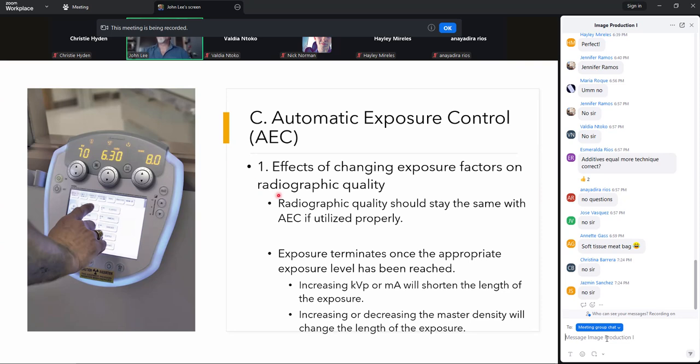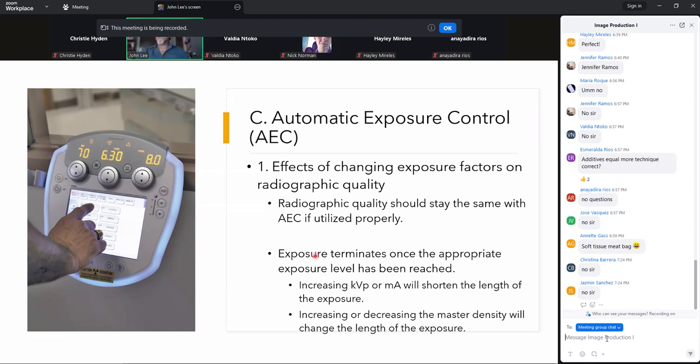So, effects of changing the exposure factors on radiographic quality with our AEC. If it is operating properly, the radiographic quality should be the same for each view that you utilize the AEC for. If you're constantly having to make adjustments from chest x-ray to chest x-ray, then there's probably something wrong with the AEC. It needs to get checked out.